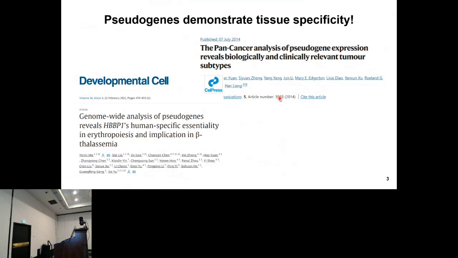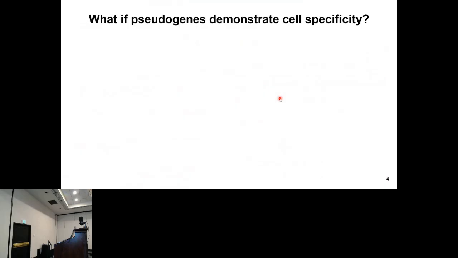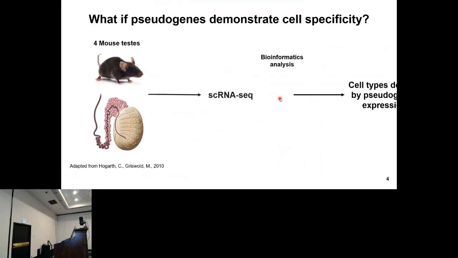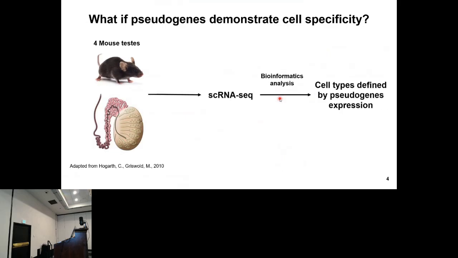different human cancers. So in our project, we hypothesized that pseudogene expression can be specific to cell types and or cell states as well. And to test this hypothesis, we performed the single-cell RNA sequencing experiment on 4 testes of adult mice. And after bioinformatics analysis of this data, we expected to observe cell types which would be defined by pseudogene expression. And before you ask, I'll answer right away. We decided to choose testis tissue because we know, as a matter of fact, that testes express a lot of pseudogenes.